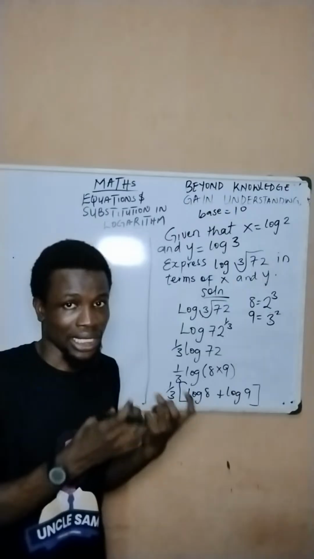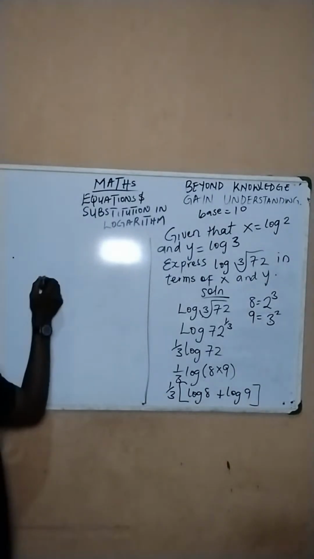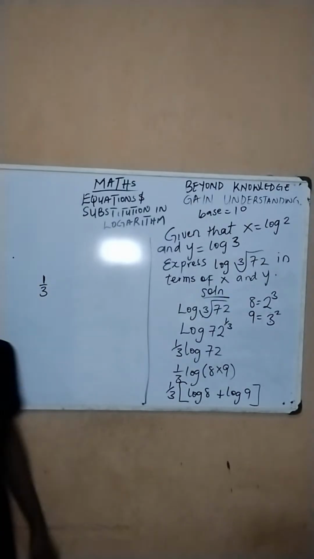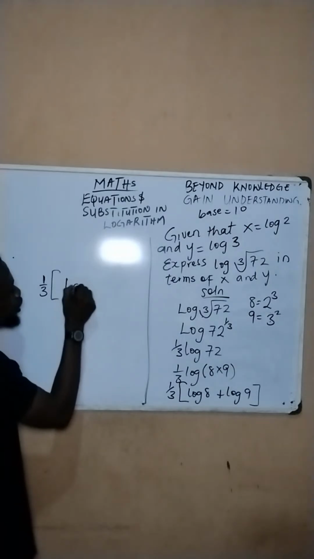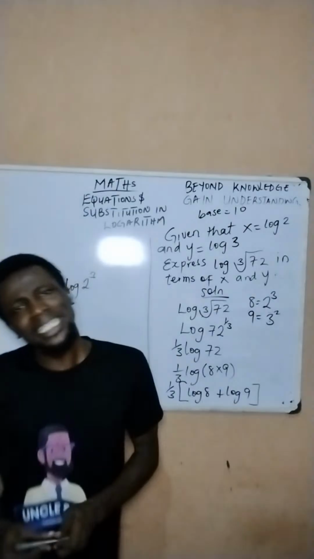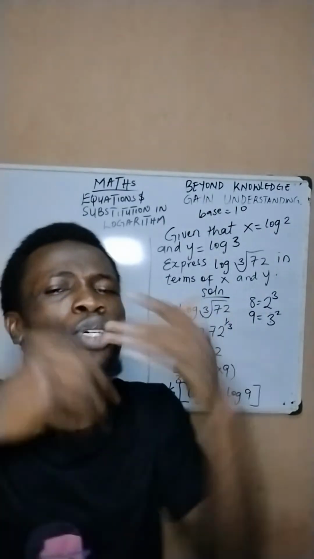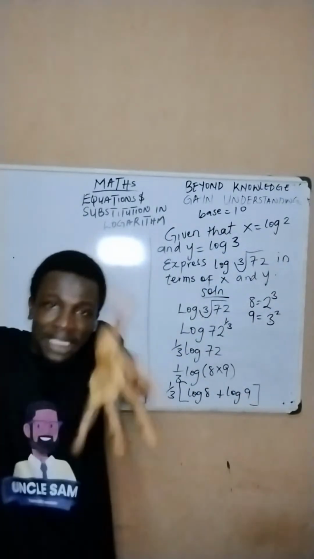I'm just expressing a given value in another form. So we can go ahead and replace this to now be, remember, 1 over 3 is still outside of the bracket. Then open bracket, you now have what? Your log 2 to the power of 3 instead of 8. And remember that the whole goal of this, the reason why I'm going through this route is because of what I'm presented with, the information that I'm given.